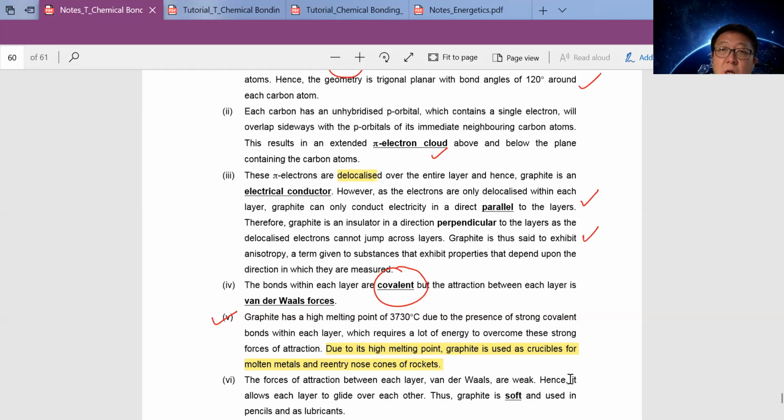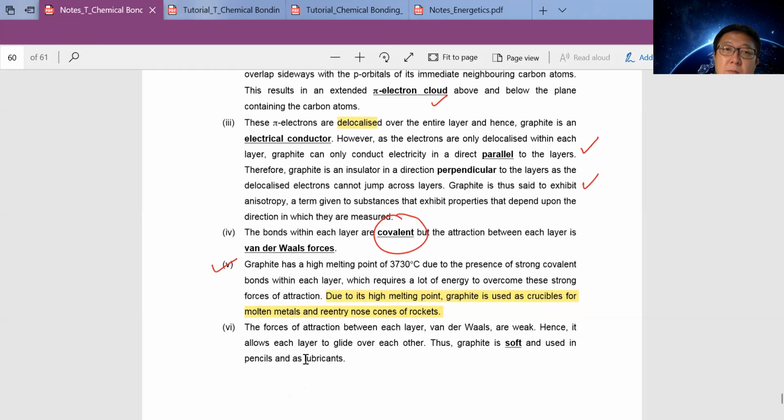State 1 use: crucible. Crucible is just like what you see in the lab, a bit like the evaporating dish. But some lab ones are ceramic. The very strong ones that can withstand even higher temperature are made of graphite. Of course, it's more expensive. Okay, so that is for molten metal. We seldom see it in the O-level, A-level lab. I don't think any school will buy that. Nobody does this kind of thing in our school lab, melting the metal.